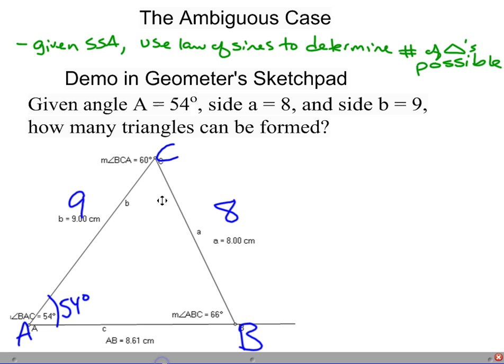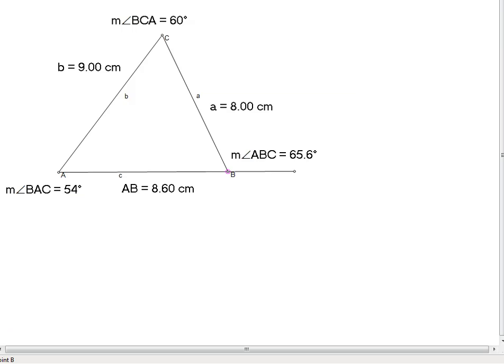Okay? I'm given a side, and an angle that's not between them. So I'm given that side A is 8, side B is 9, and the angle A is 54 degrees. And I'm wondering if there's any other triangles that could be formed given that bit of information. Okay? So let's look at a dynamic representation of this using Geometer Sketchpad.